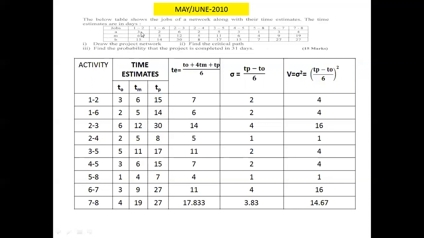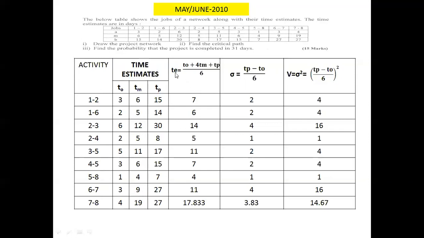It means the shortest is the optimistic time, the highest is the pessimistic time, and the value in between these two is the most likely time. Next, we have to tabulate all the three given time estimates against the activities. Here it is tabulated: 1 to 2, 1 to 6, 2 to 3, all the activities are given, and then the corresponding optimistic, most likely and pessimistic times are written.